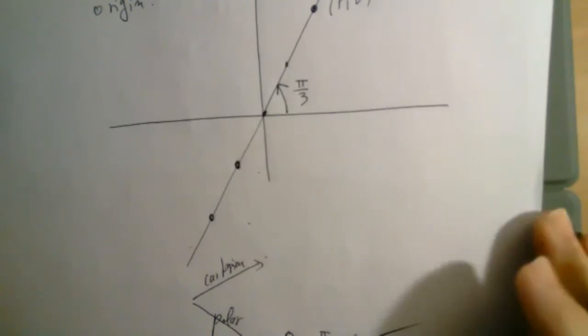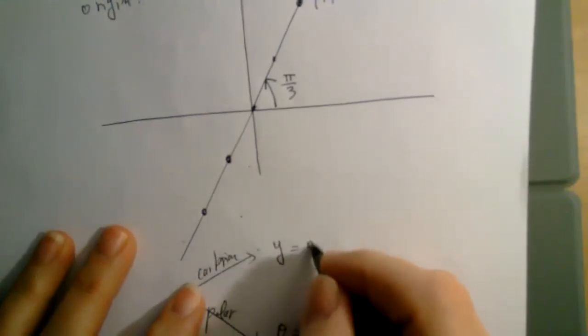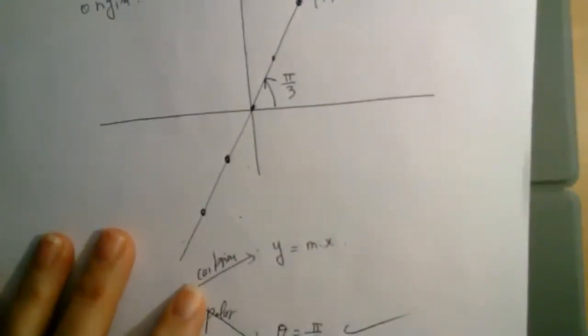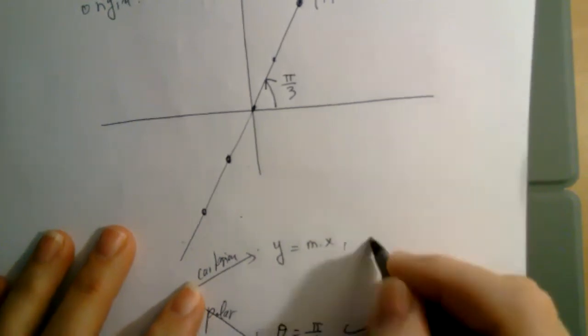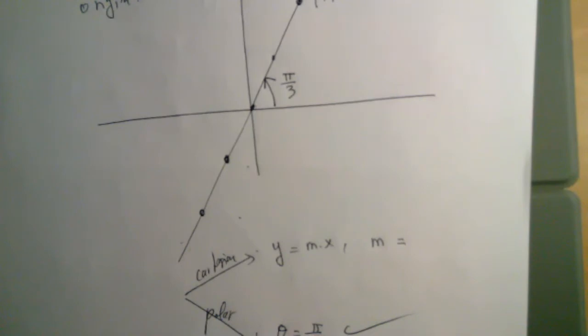Otherwise, it's very hard. In Cartesian, this is not so hard because that's a typical line, y equals mx, because it goes through the origin. And what is m in this case? Can we find m in this case? What's the slope? Can anybody figure out the slope?